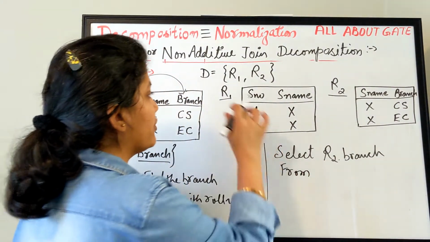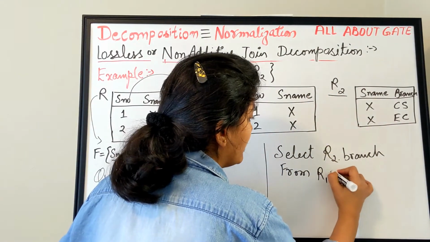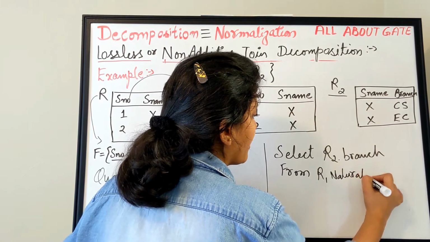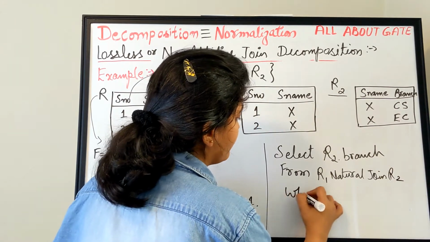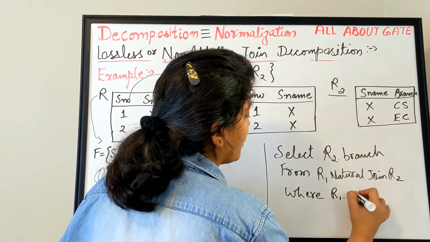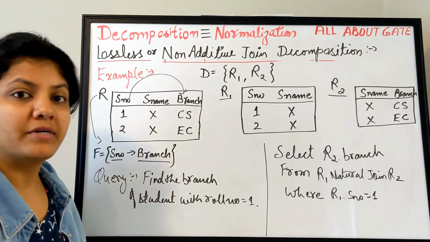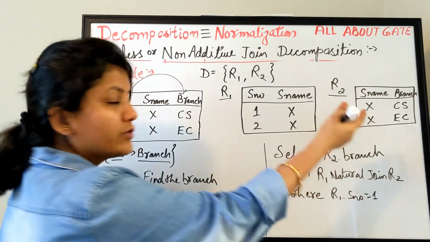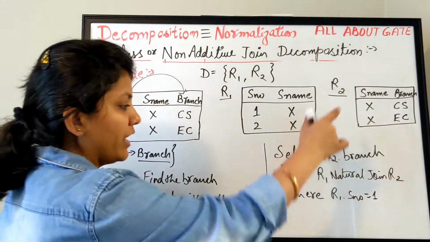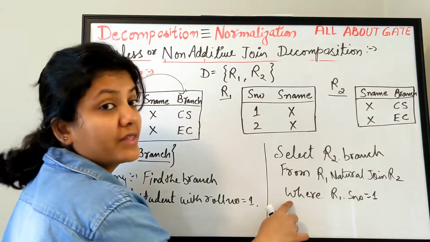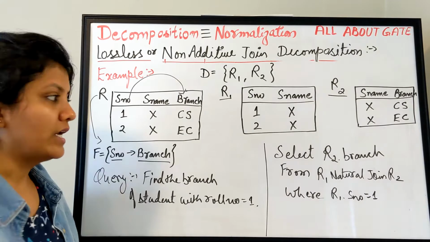Now from, I'm going to make use of this and this because I'm going to perform the join operation. So from R1 natural join R2, where R1 dot S number is equal to 1. So I have to get the respective branch name from R2 after performing the join between these two tables, and the respective tuple selected should have student number 1, the roll number should be 1. So this should be my query.